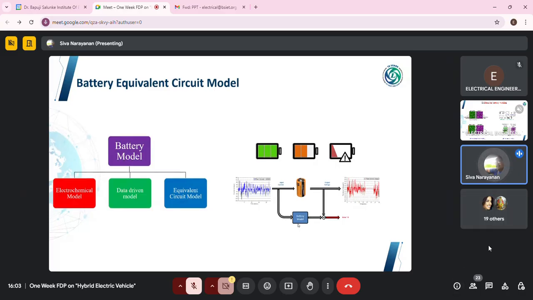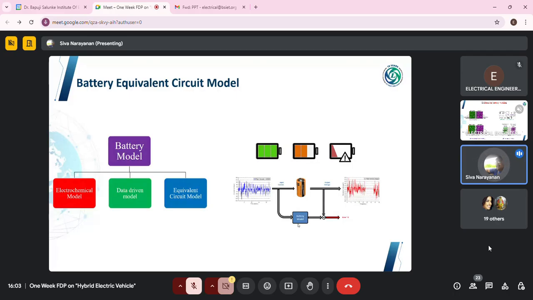So this is the most important part. How are we going to design a battery model? Until now we have discussed the basics. Generally, from the literature, battery models are classified into three types. The first one is the electrochemical model, the second one is the data driven model, and the third one is the equivalent circuit model.